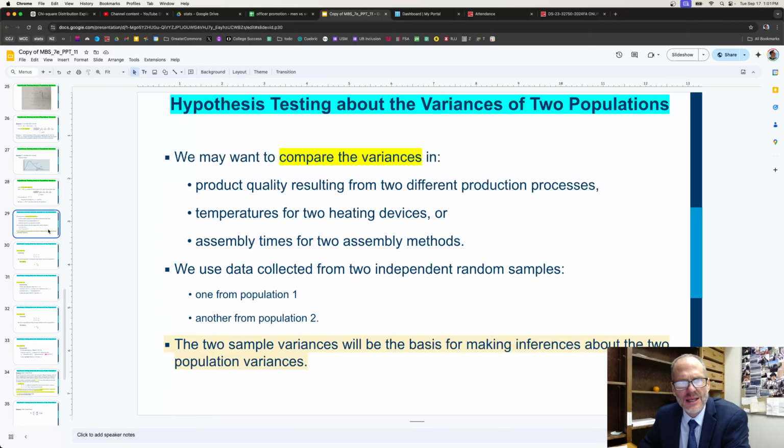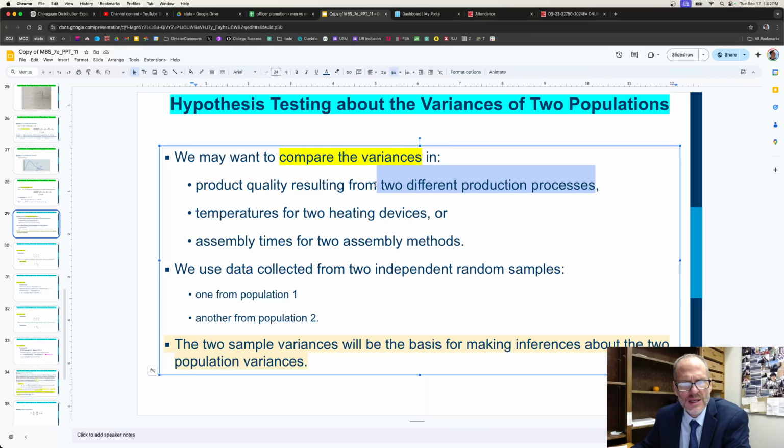In this video, we're going to see hypothesis testing about two population variances, right? So not just a single population variance, but two population variances, and doing a hypothesis test about the variances of those two populations. And so that'll allow us to do things like if we had two different production facilities, two different production processes. We could look at the product quality that results from those two different facilities or those two different processes. And so maybe one process gives us better quality with more consistency, less variance than another process. That would be good to know.